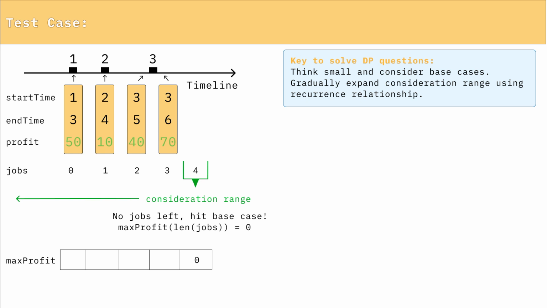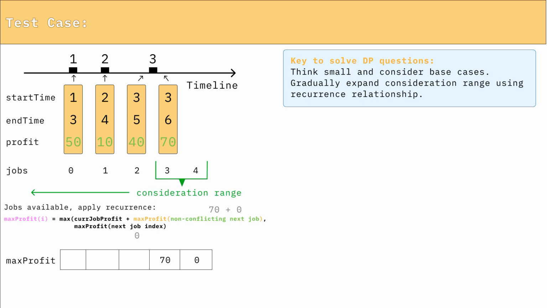To start, we consider our base case. At the very beginning, when we have no jobs left or no jobs available to us, we hit the base case. If we have no jobs to do, then the maximum profit would be just 0, so we can simply put a 0 to the maximum profit starting at index length of jobs.